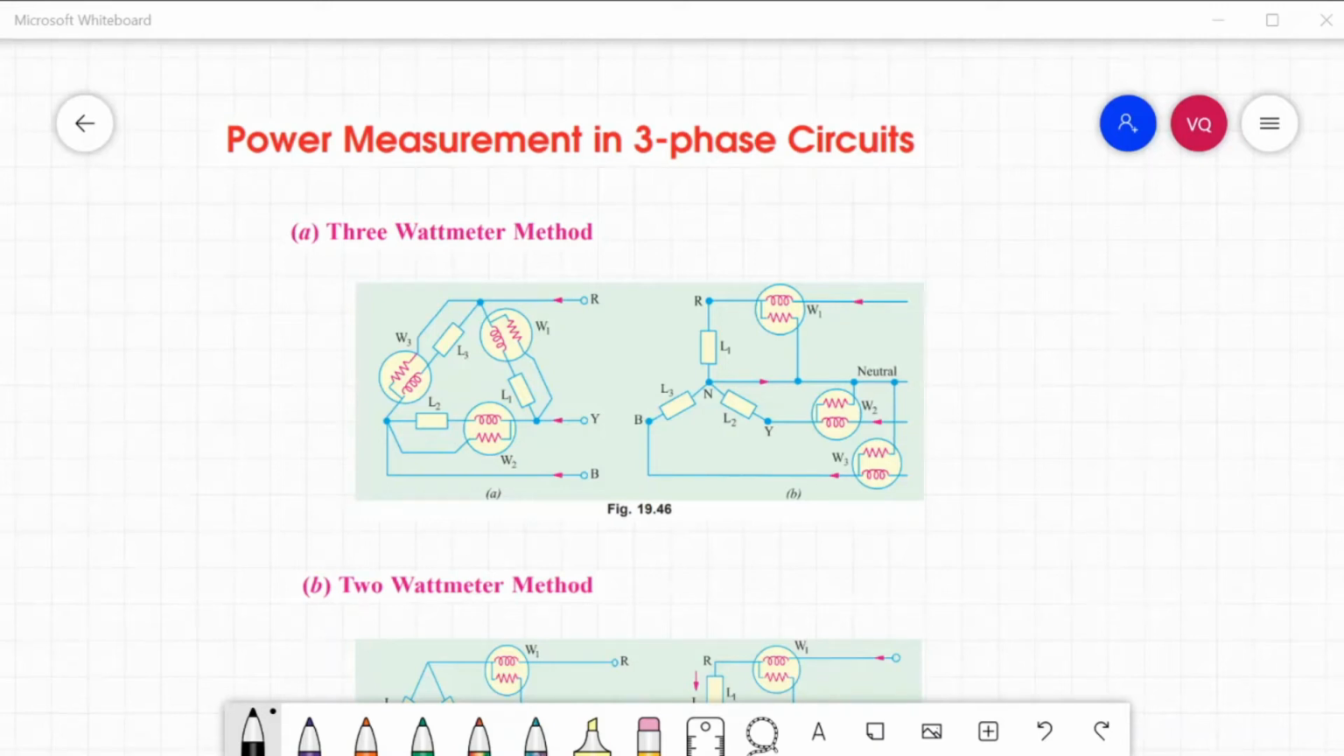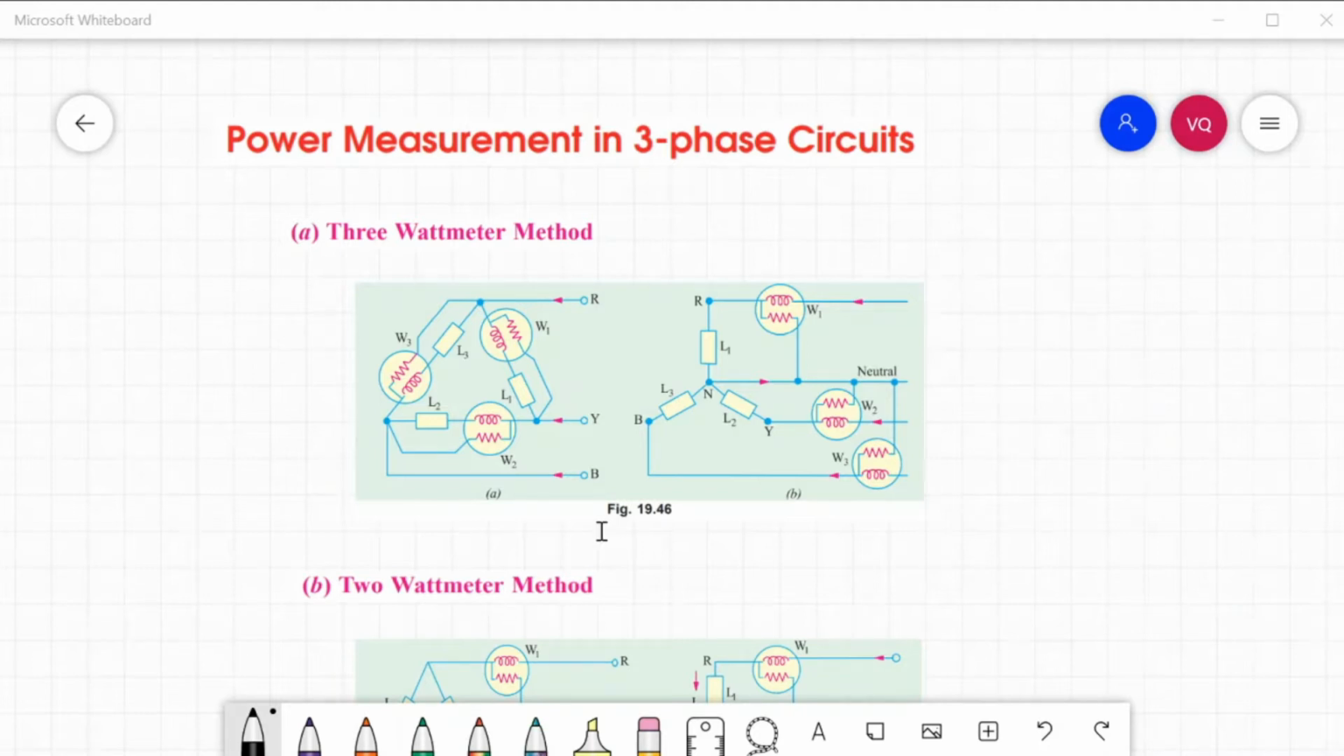Our next topic is the power measurement in three-phase circuits. So the following methods are available for measuring power in a three-phase load. The first one is the 3-wattmeter method. The instrument used to measure power is what we call the wattmeter.